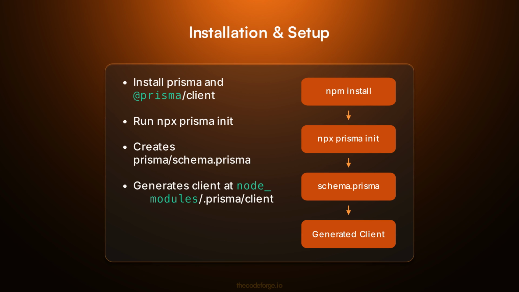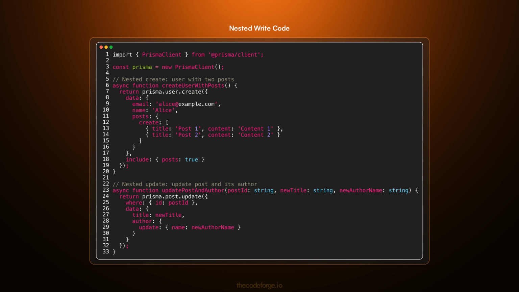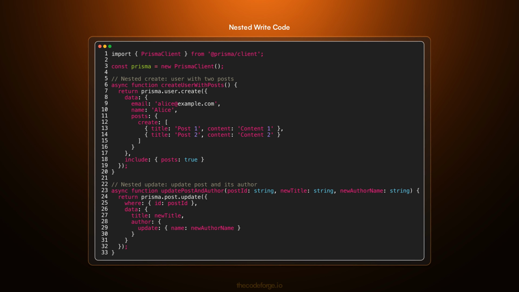Prisma allows nested writes to create or update related data atomically, but cascading deletes can cause data loss. Test them first. These examples show creating a user with posts and updating a post along with its author.